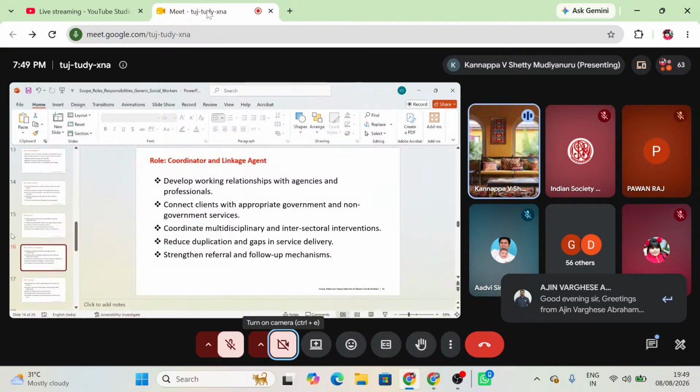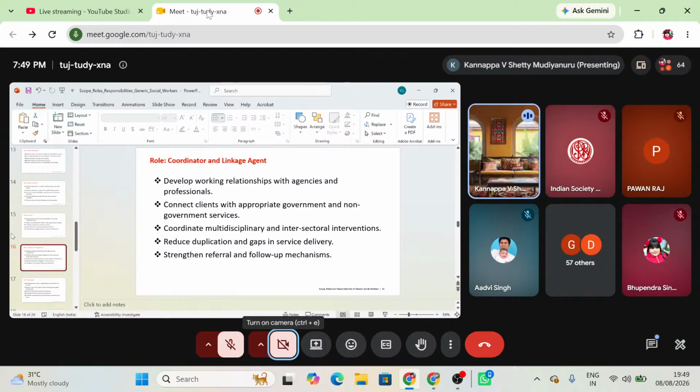So coordinating and linkage agent, as I mentioned, there is a lot of scope for social workers in this area. Develop working relationships with agencies and professionals. Connect clients with appropriate government and non-government services. Coordinate multidisciplinary, intersectoral interventions. Reduce duplications and gaps in service delivery. Strengthen referrals and follow-up mechanisms.